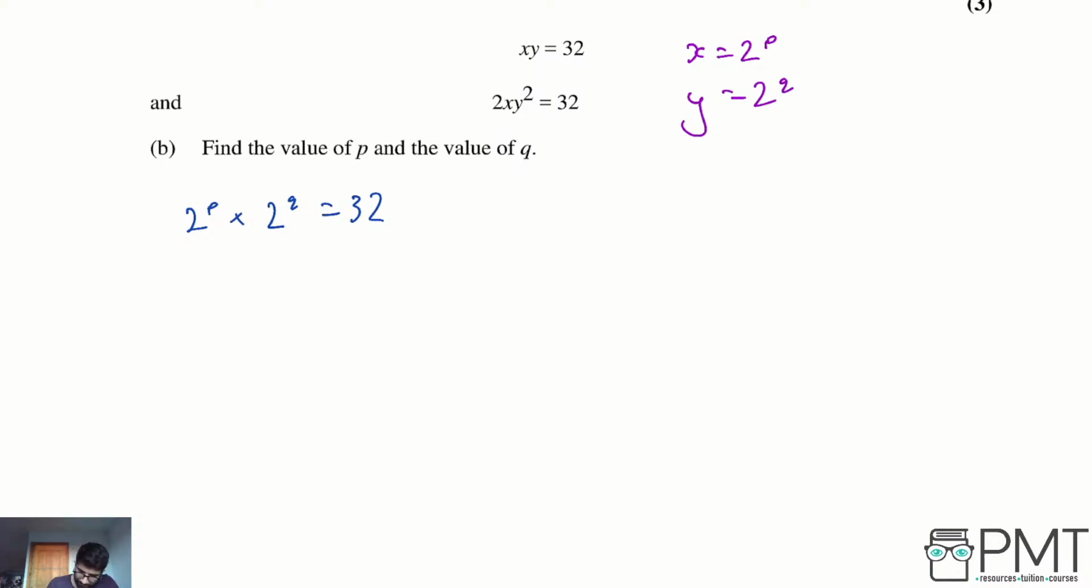Let me number these. This is equation number 1, and that's equation number 2. I'm going to write that one here: 2xy squared. So 2 times x. What's x? It's 2 to the p. And then what's y? 2 to the q. Squared is 32. Okay, I have these two equations.